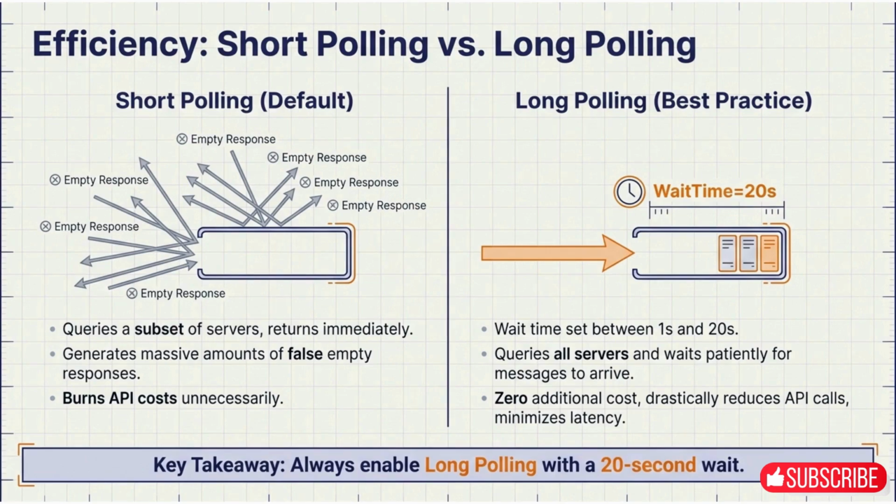Any wait time greater than 0 enables long polling, and the maximum is 20 seconds. For most worker applications, setting receive message wait time seconds to 20 seconds is a good default. Also ensure the HTTP client timeout is longer than the SQS wait time. Long polling is not magic or free. Its value is that it reduces empty receive calls, cost, and noisy polling loops.